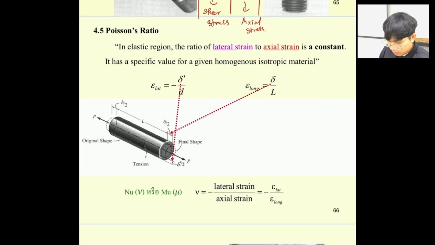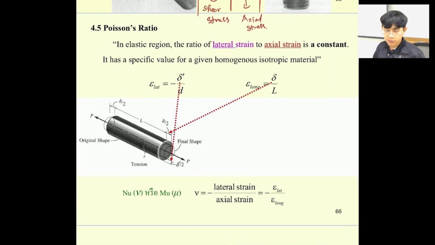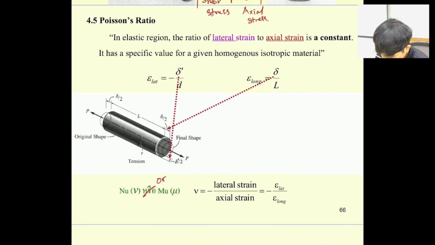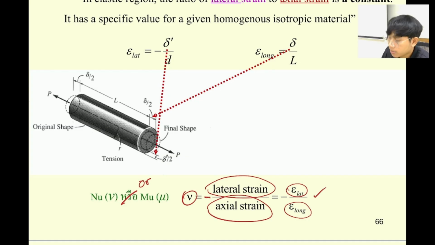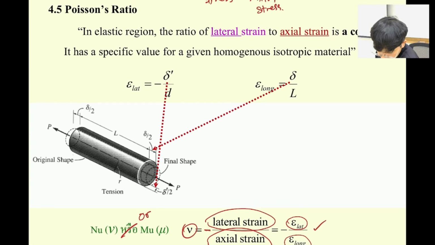All right, another one is the Poisson ratio. So Poisson ratio, in short, v is going to be minus the lateral strain divided by the axial strain. The lateral strain, we can write the symbol as strain lat and strain long over here. Okay, so this one you need to remember. They will be in the exam, of course.